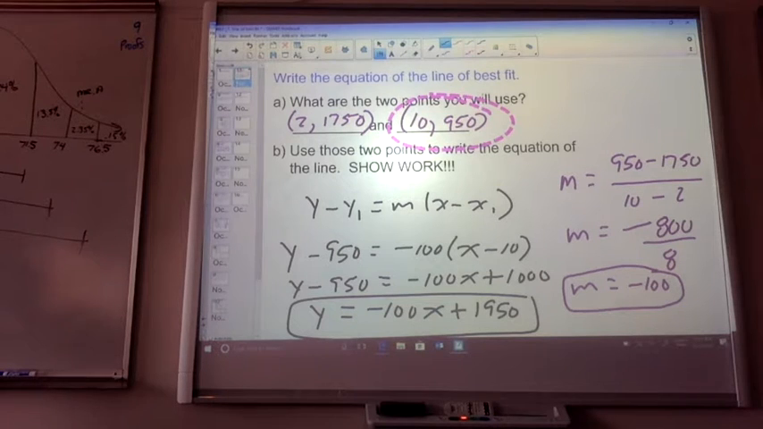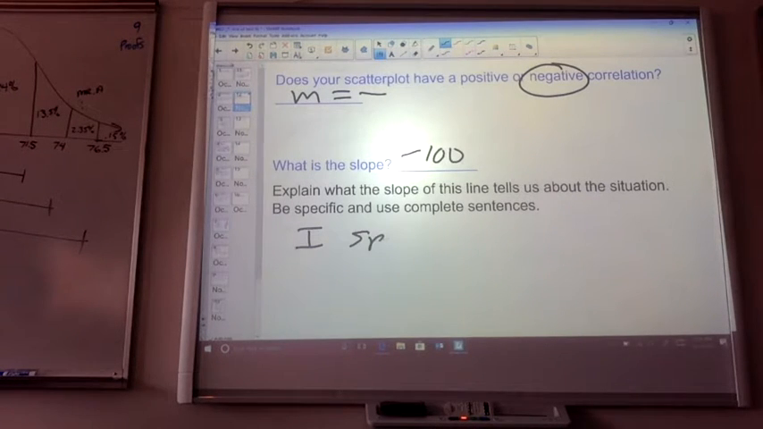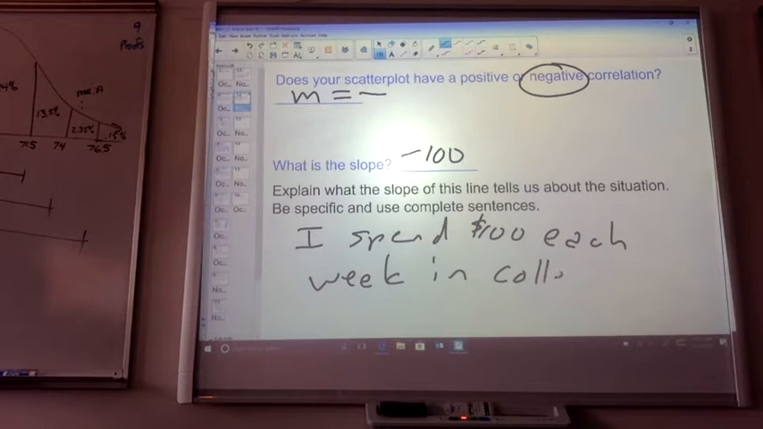Okay. Does my scatter plot have positive or negative correlation? Why? What's going down? The slope. So this has negative correlation because my slope happens to be a negative number. What is the slope? What did we find it to be just now? Negative 100. Explain what the slope tells us in this situation. I spend $100 each week in college. That's all it means.